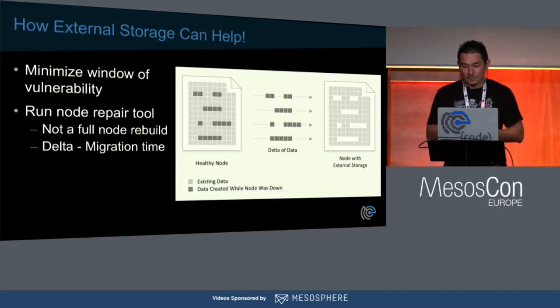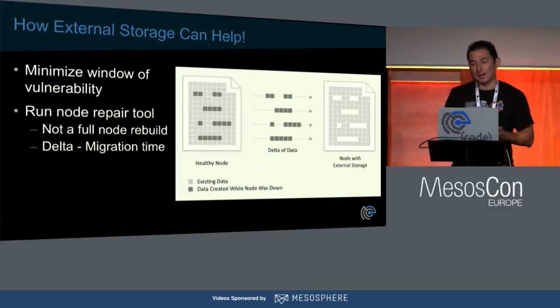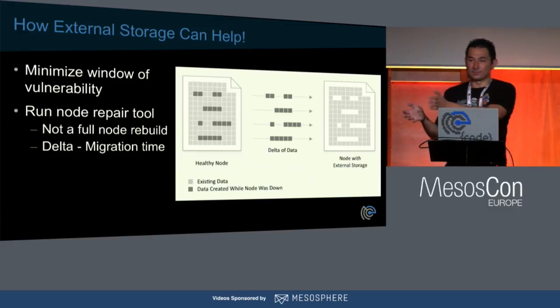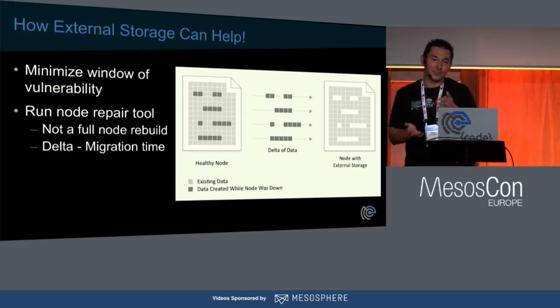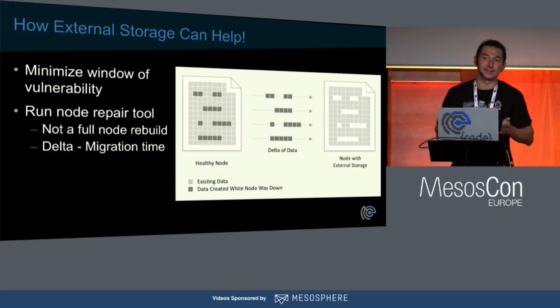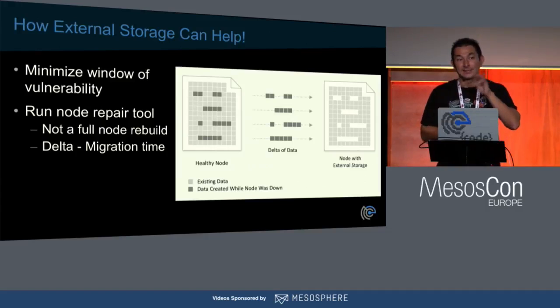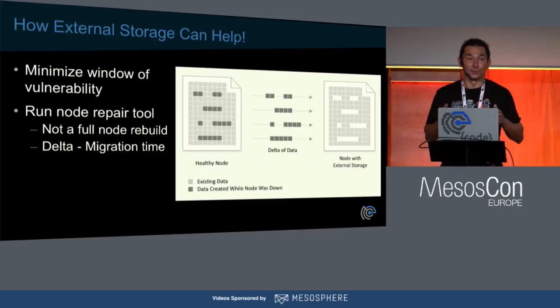So when you do the repair, you've got the healthy node on one side, and the middle column represents the delta of data that you need to copy over to the node that had failed. And once that copy operation is complete, which is significantly less time, especially in a data-dense Cassandra cluster, it will be insignificant compared to a full rebuild.